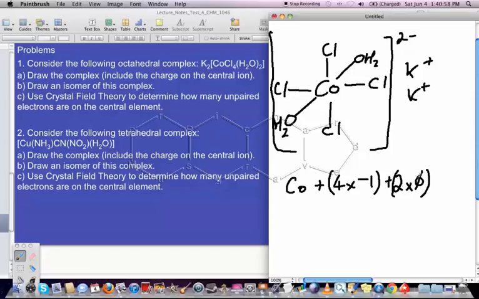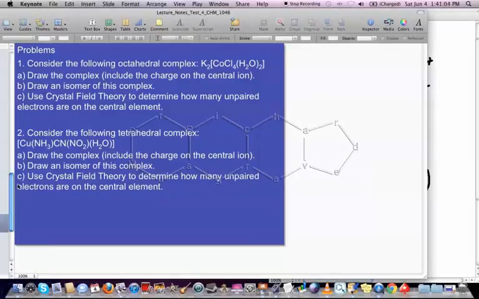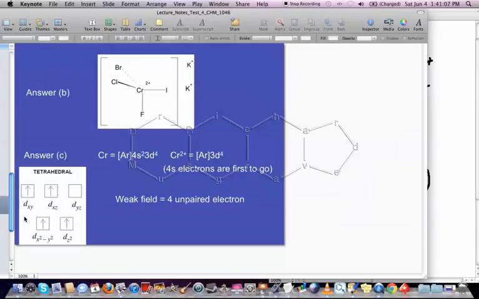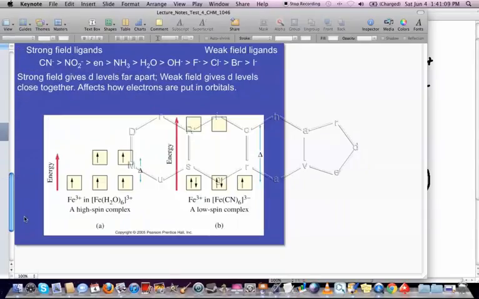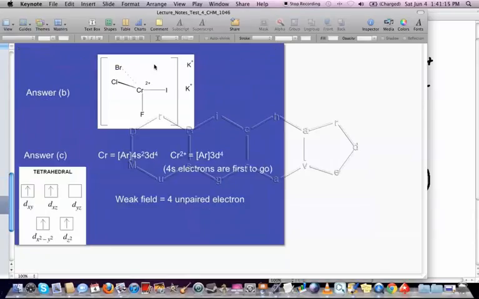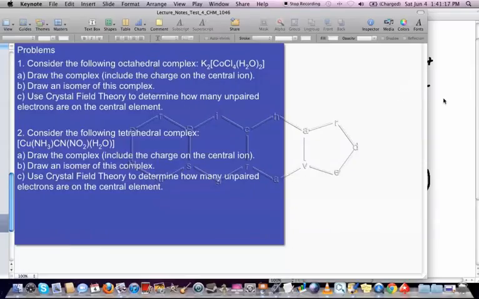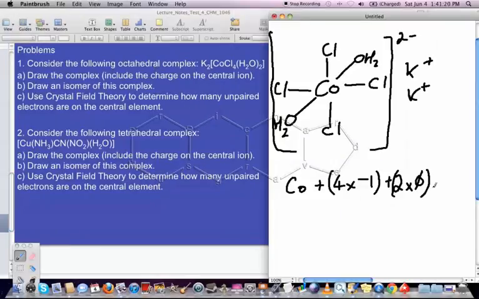Remember, I get that off that chart that has the ligand field strength on it. There we go, this one here. Cl is negative, water is 0. So you just refer back to that if you need to know the charge on something. Alright, so all of that's got to add up to a -2 charge, and that means cobalt is going to be +2. So that's how we figure out the charge on the cobalt. I'll write that on there, +2.